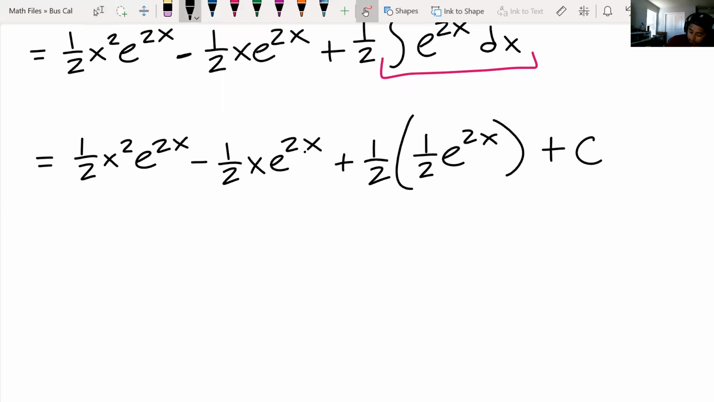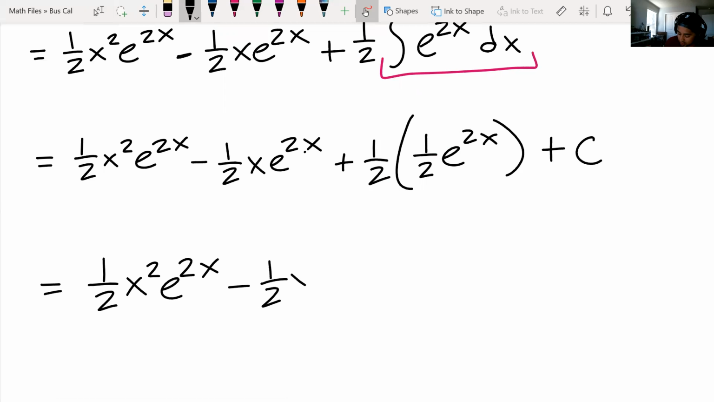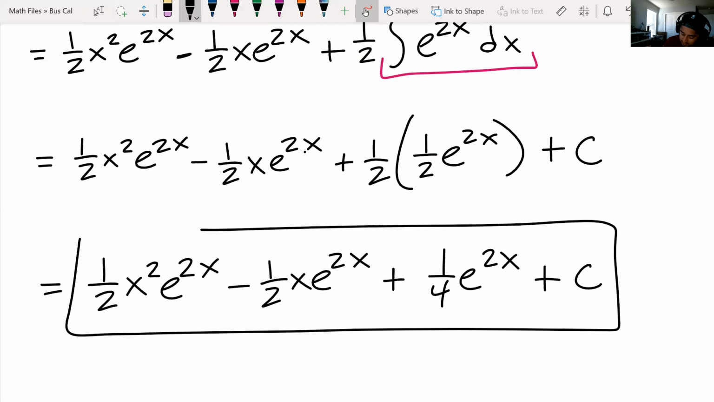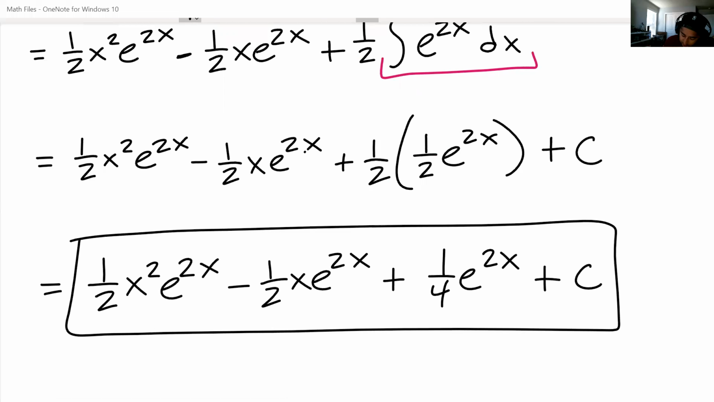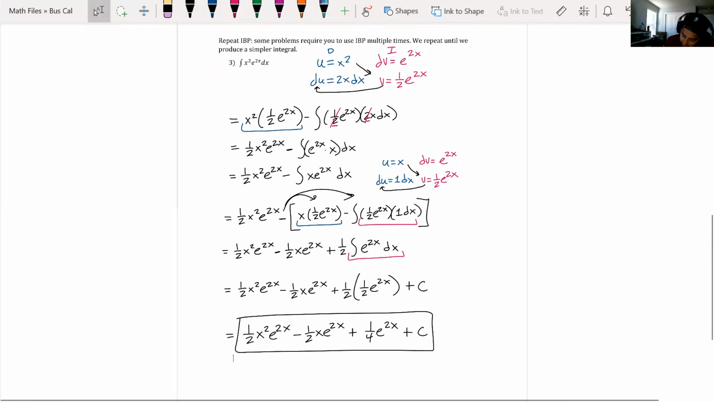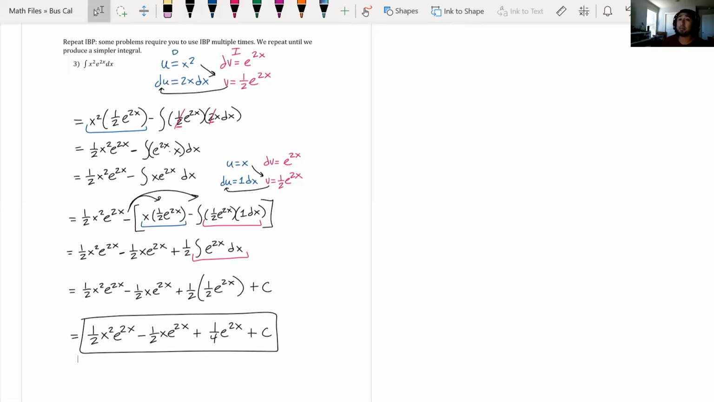And our final cleanup, 1/2 x squared e to the 2x minus 1/2 x e to the 2x plus 1/4 e to the 2x plus c. Done, done, done. And that is integration by parts, guys. We are done. Forever.